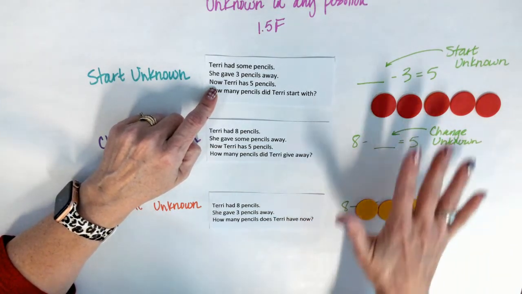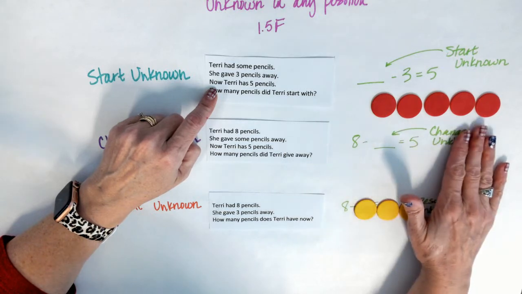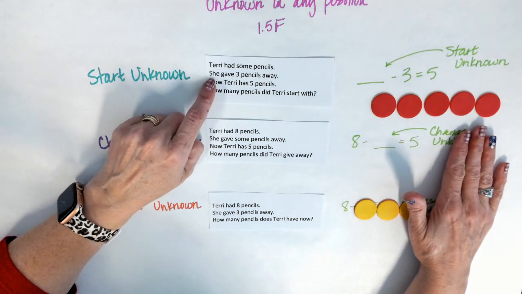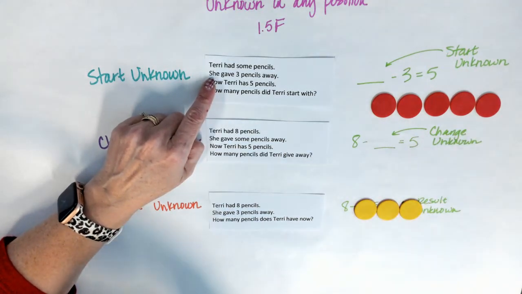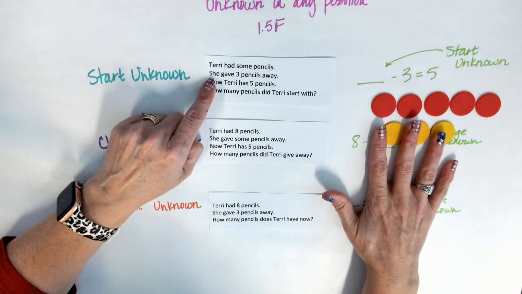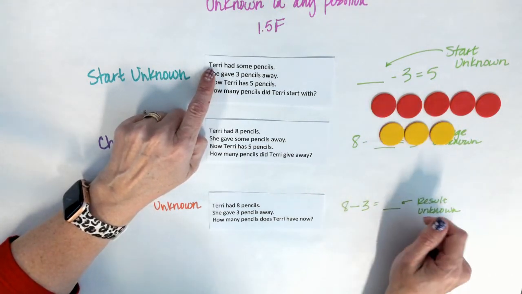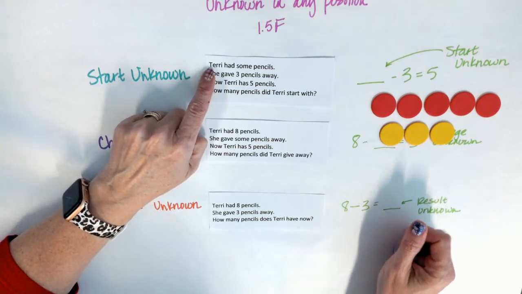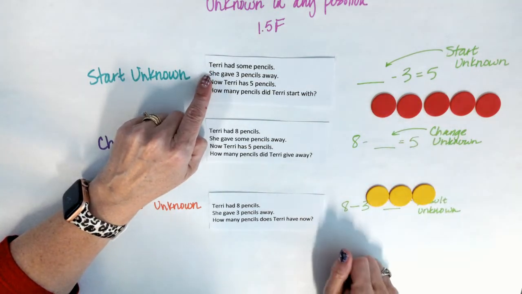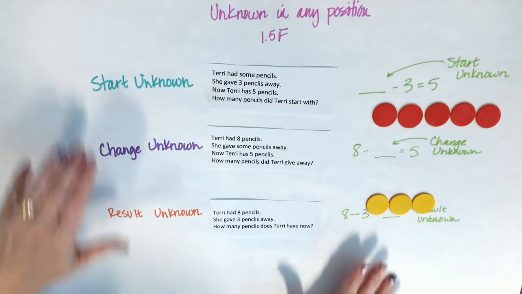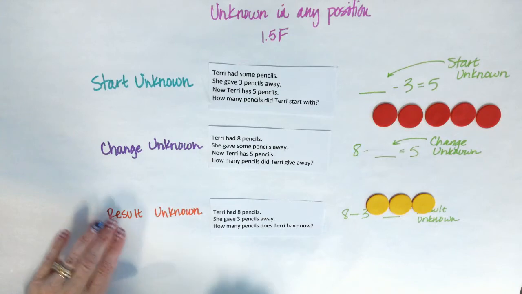So I start with, what do I know? I know that now I have 5 pencils. I gave 3 away. Well, if I'm working backwards, what if I didn't give those away? Then that means I would still have them. So if I didn't give them away, how many did I start with? I started with 8, gave 3 away, and now I have 5. So this is start unknown, change unknown, result unknown.